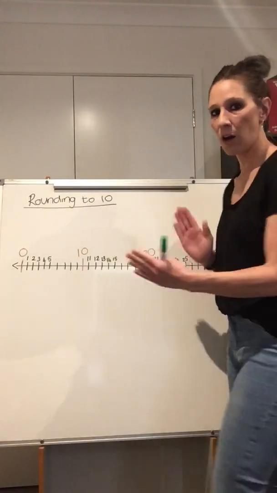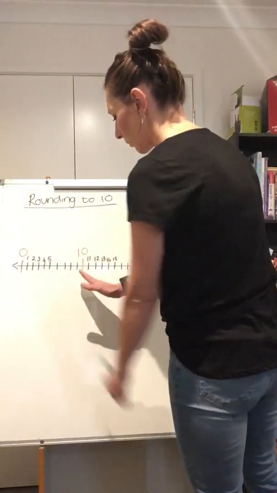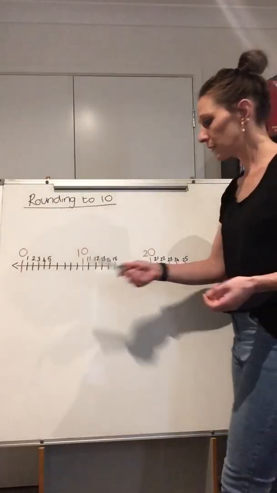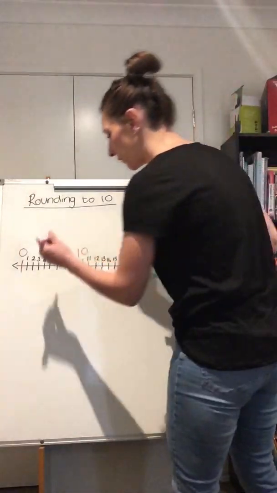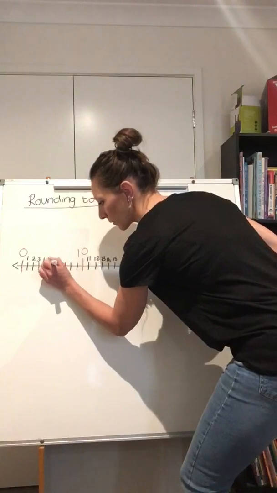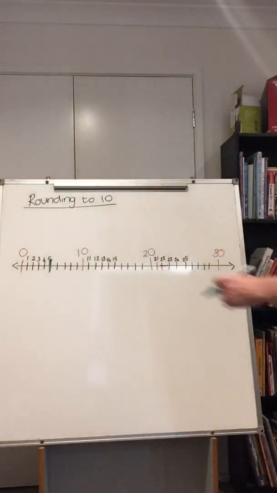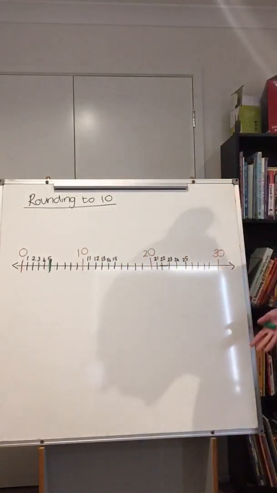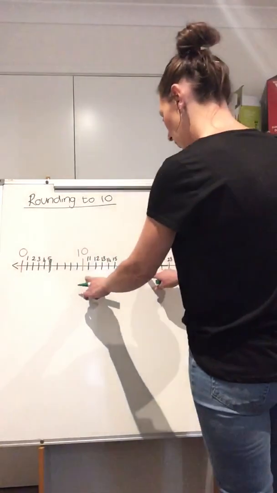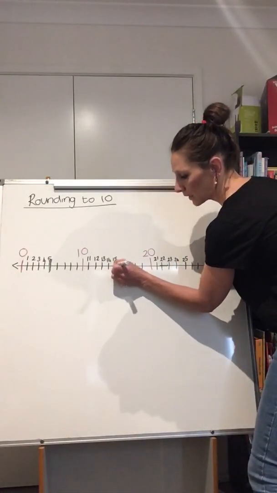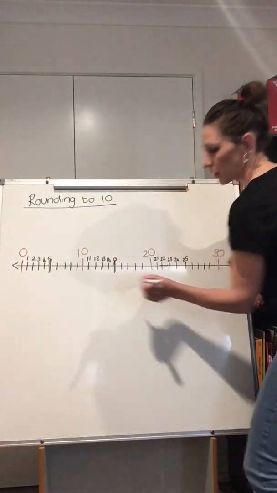Now, number one key is to find that halfway mark. So between 0 and 10, what would be my halfway mark? Well, I know that half of 10 is 5. So 5 is going to be my halfway mark. So I'm just going to make that big green so that it stands out for you. Between 10 and 20, what would my halfway mark be? Well, if I move my fingers back to find it, I know that 15 is my halfway mark.